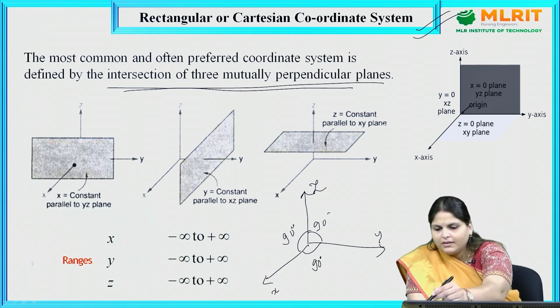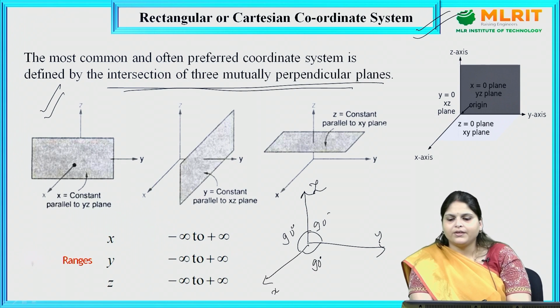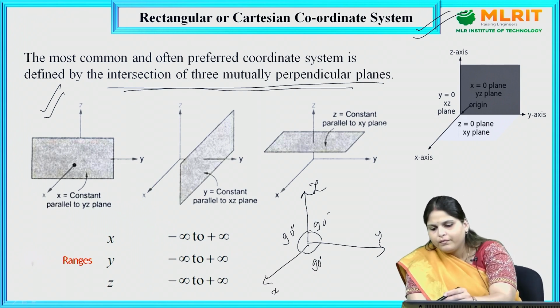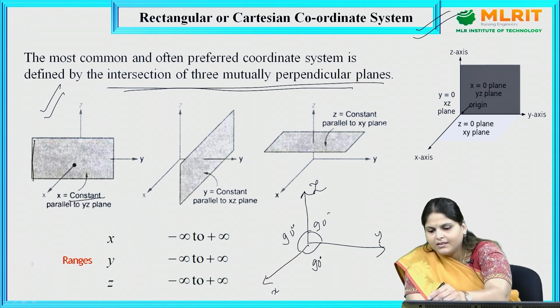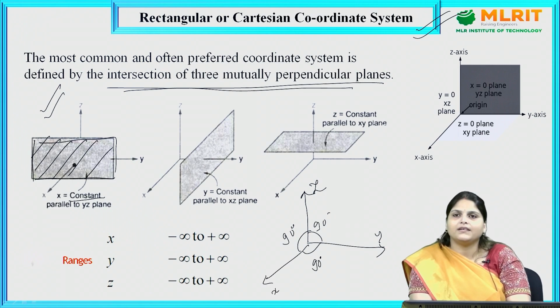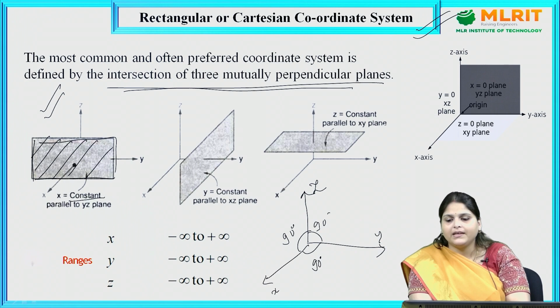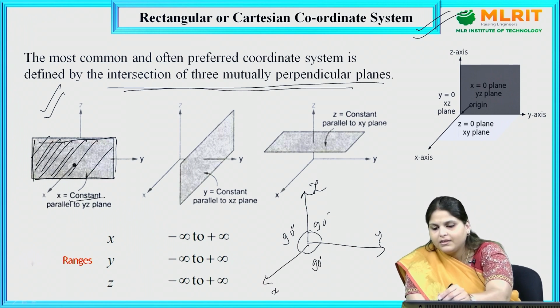So if you see, this is the first plane. Here you can see there is a plane which is called x constant plane, and you can clearly see this is here in y and z direction. So basically this plane is formed between y axis and z axis. That is why it is called yz plane.